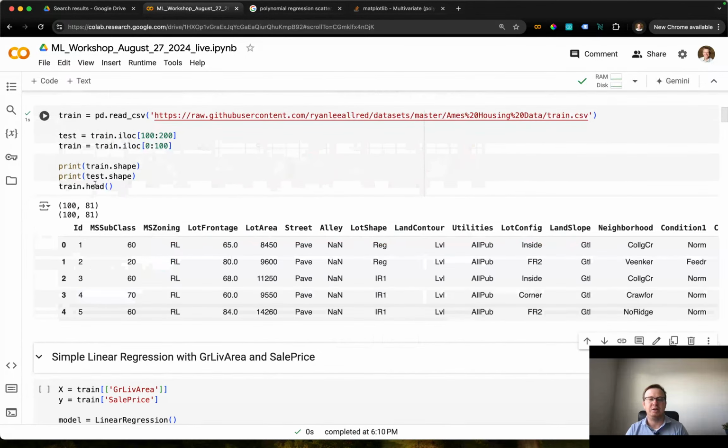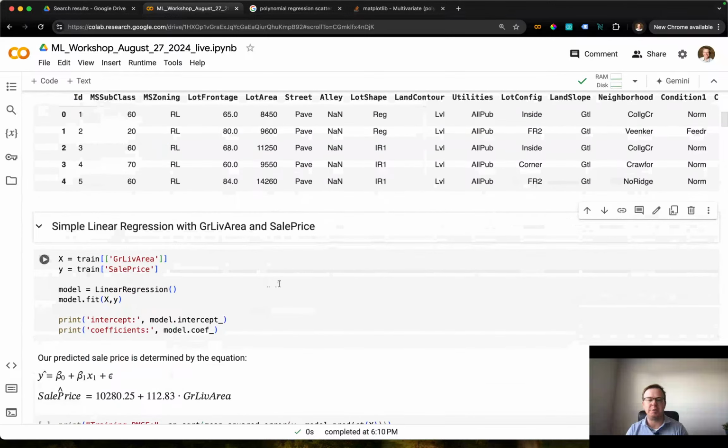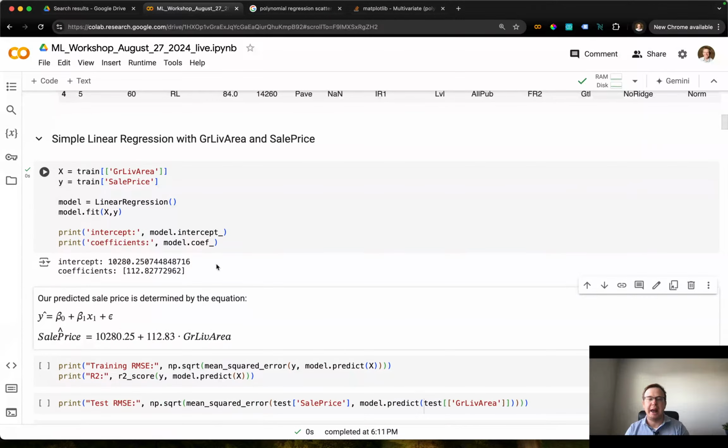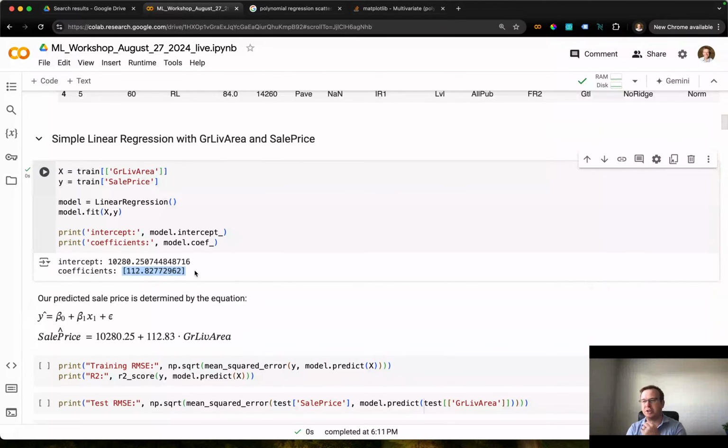Okay, we still have our original 81 columns, and start off with a simple linear model, right? And what I want you to watch here, I want you to watch our coefficients as well, right? This is the simple linear model we've used weeks ago with $112.8 per square foot sale price slope here, right?